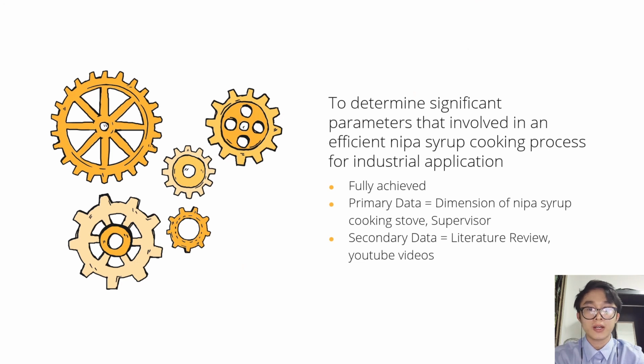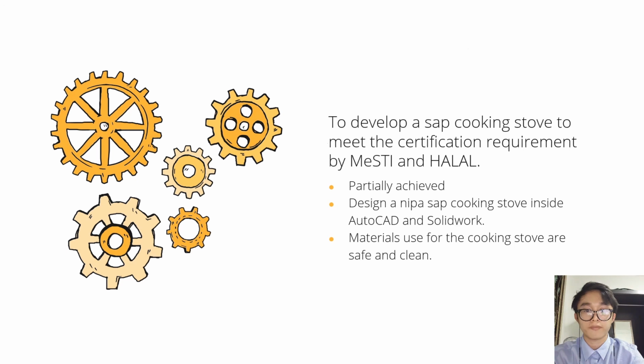To determine significant parameters that are involved in efficient Nipa syrup cooking process for industry application, it is fully achieved. The primary data for this is the dimension of Nipa syrup cooking stove and the supervisor's advice. And the secondary data is the literature review and YouTube video. And then to develop a Nipa syrup cooking stove to meet the certification requirement by MESTI and Halal, it is fully achieved. The design of a Nipa syrup cooking stove is done inside AutoCAD and SolidWorks. And then the materials used for the cooking stove are safe and clean.